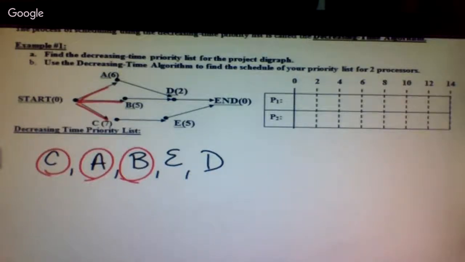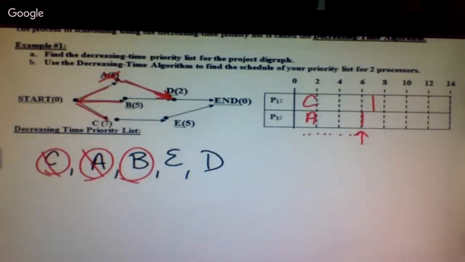So, what should be scheduled first? C, that's 7, and then A, that's 6. You have 2 processors, you had to pick 2 tasks. So, as I work across, at 6, I stop. And A is finished.